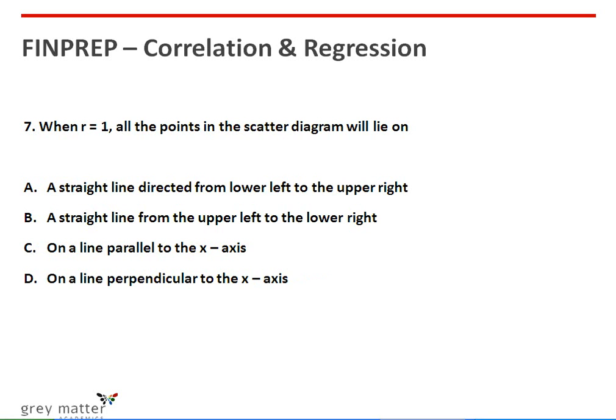Seventh question, when R is equal to 1, all points in the scatter diagram will lie on a straight line directed from lower left to the upper right. This is how, because R is nothing but correlation coefficient. So if it is equal to 1, it is perfectly and positively correlated. So you get a straight line directed from lower left to the upper right. So the answer is A option, which says a straight line directed from lower left to the upper right.